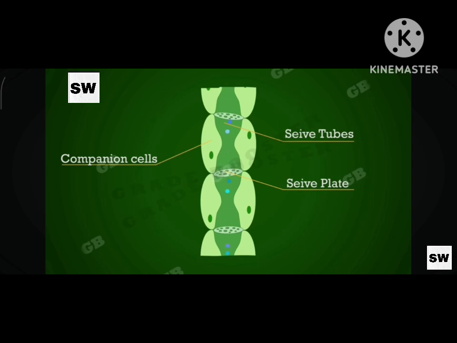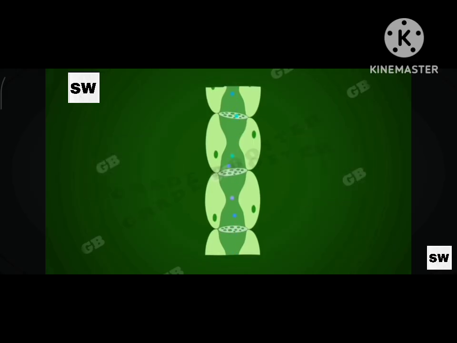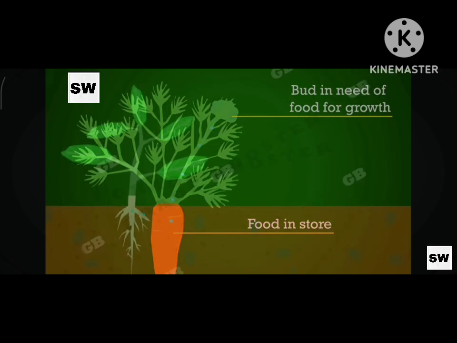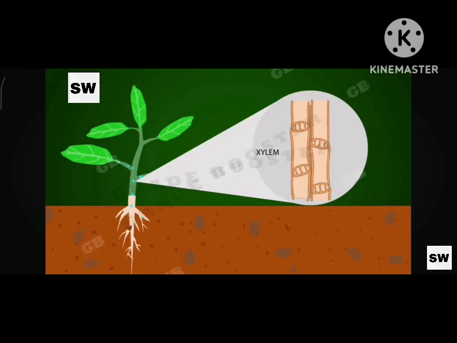The translocation in phloem is achieved by utilizing energy. Materials like sucrose are transferred in phloem tissue using energy from ATP. This increases the osmotic pressure of the tissue, causing water to move into it. This pressure moves the material in the phloem to tissues which have less pressure. This allows the phloem to move material according to the plant's needs. For example, in the spring, sugar stored in root or stem tissue would be transported to the buds which need energy to grow.